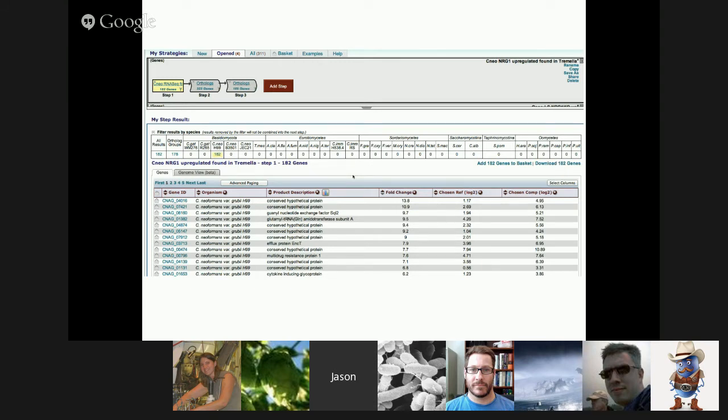and then build these pipelines that we can then save and actually rerun as new data come about, or share with collaborators.